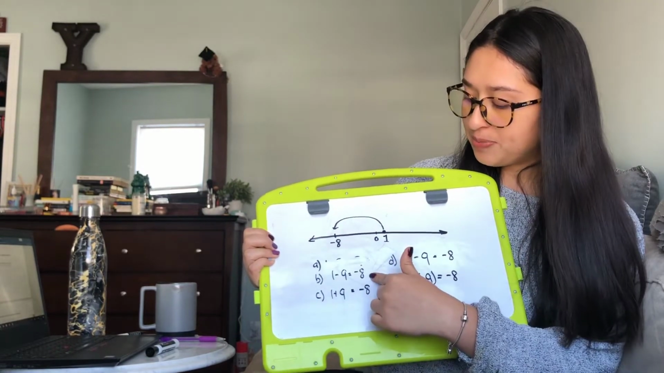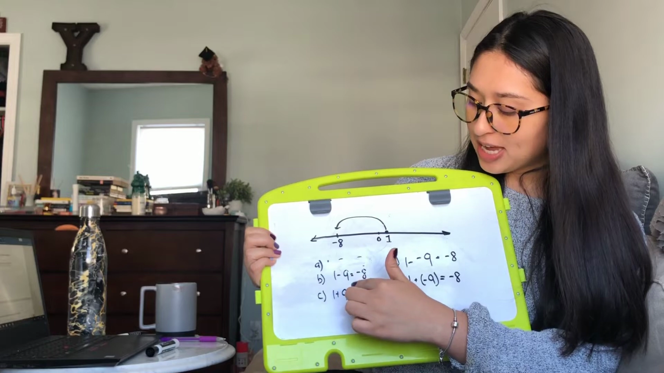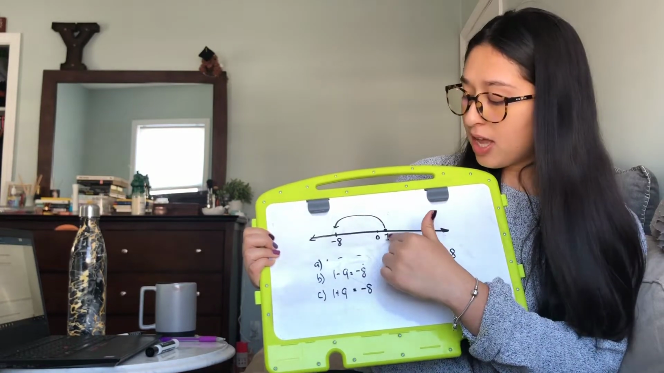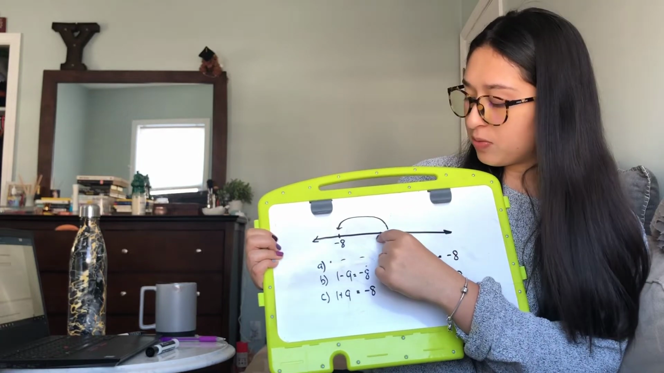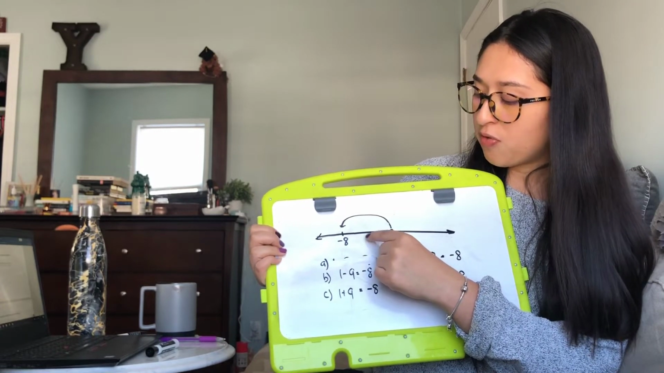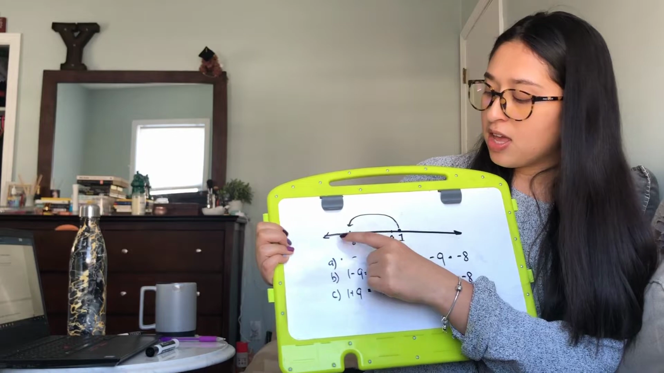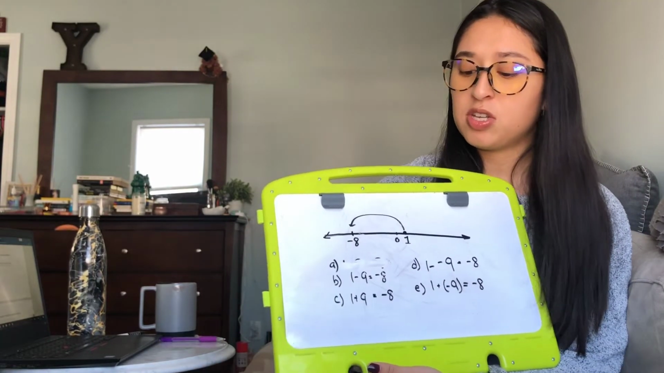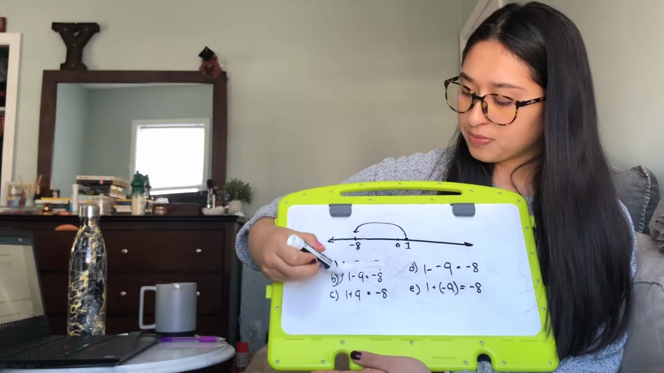Let's go down to B. 1 minus 9 equals negative 8. Well, I have 1, and I'm moving down how many spaces? 1, 2, 3, 4, 5, 6, 7, 8, and 9. Looks like B could definitely be one of our answers. So we'll go ahead and circle that one.